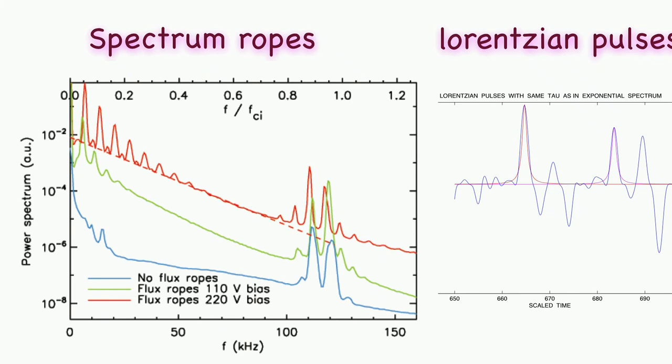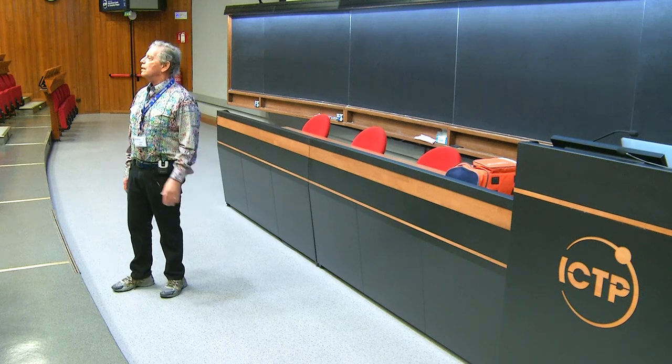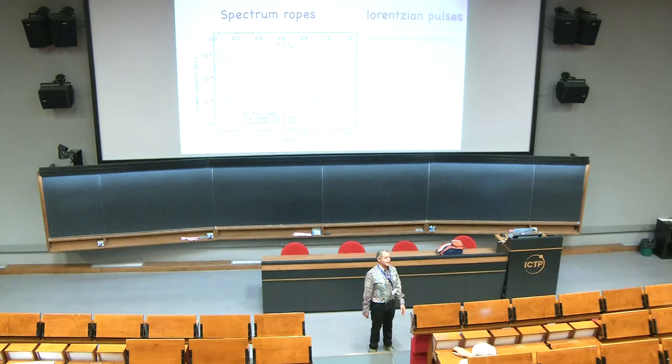Why? Because if you look carefully at the magnetic field data before it's conditionally averaged, there are Lorentzian spikes, right? Structures in the plasma, and you can fit them to a Lorentzian function. And once you have Lorentzian functions, you get an exponential spectrum. They go together. Okay, I'll stop.